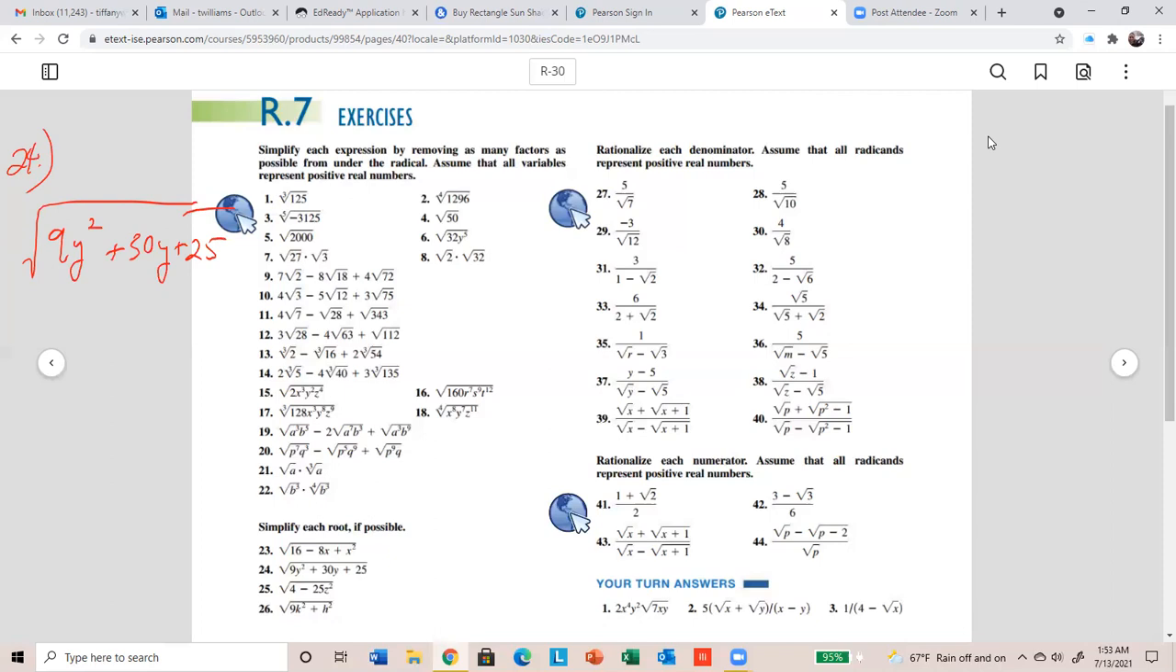So I need to try something where I can put this in terms of exponents. The only thing that I can think of doing is factoring. So if I factor 9y squared plus 30y plus 25, using the AC method, or you can use the perfect square trinomial rules, that's completely up to you. But if I do go through that process and factor, this is what I end up getting.